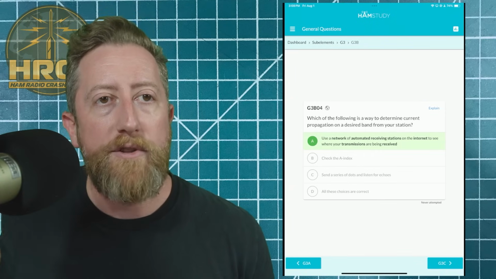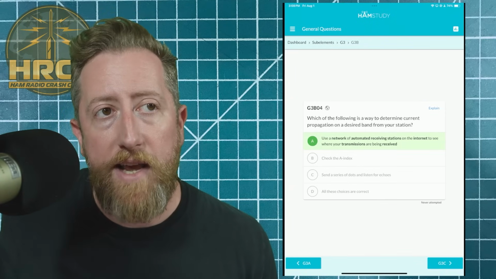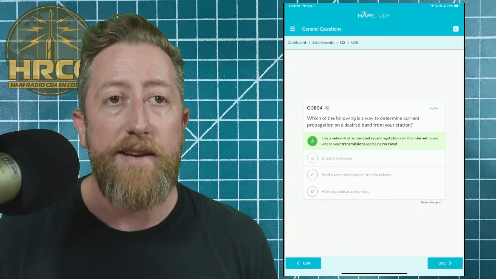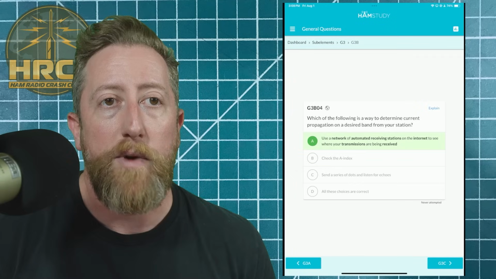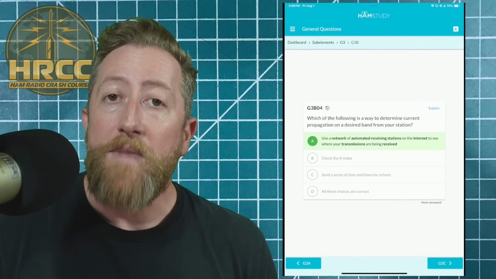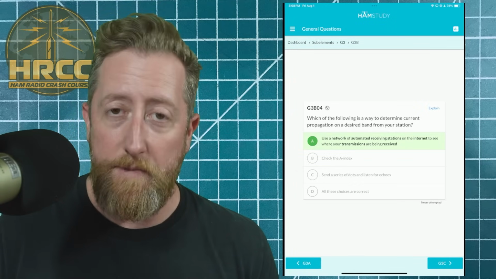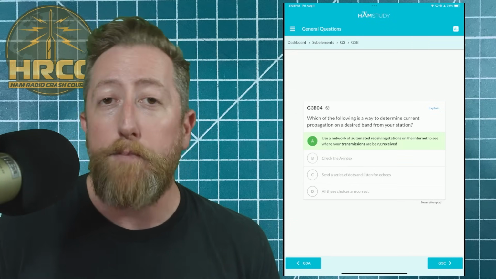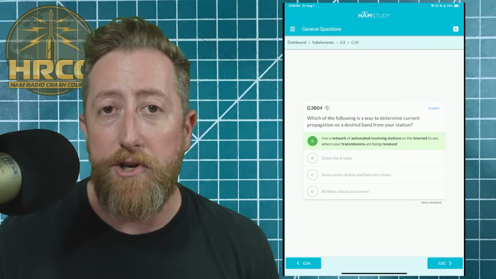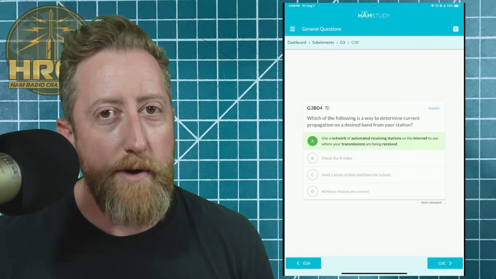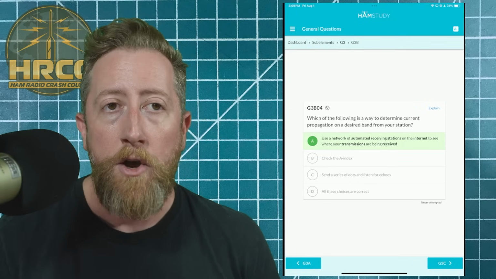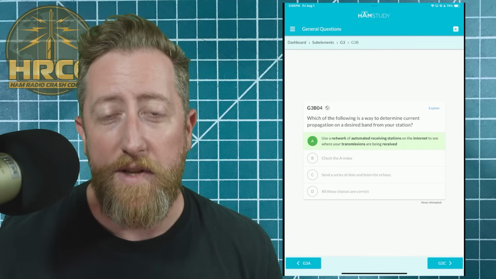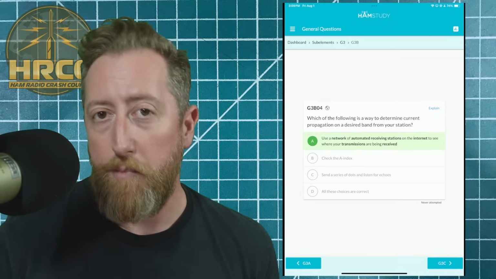Question 4, which of the following is a way to determine current propagation on a desired band from your station? A, use a network of automated receiving stations on the internet to see where your transmissions are being received. I like to use the mode WSPR. It transmits a digital signal from my location, and it populates a map of every station that heard my signal that happens to be uploading reports. This is a really handy way to determine which bands of operation, which frequency, and also which antennas, because I have a couple of antennas, are getting out the best for whichever band of operation I want to use.